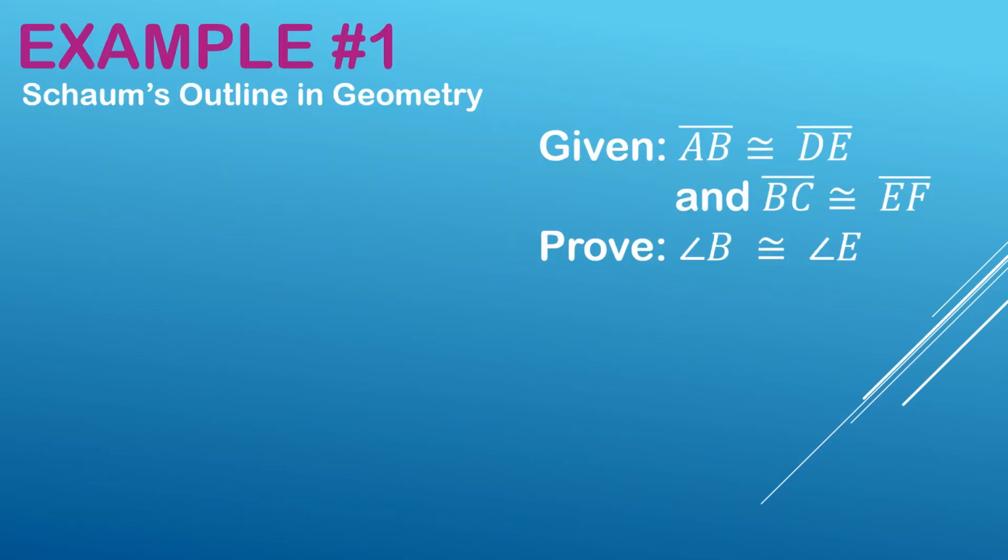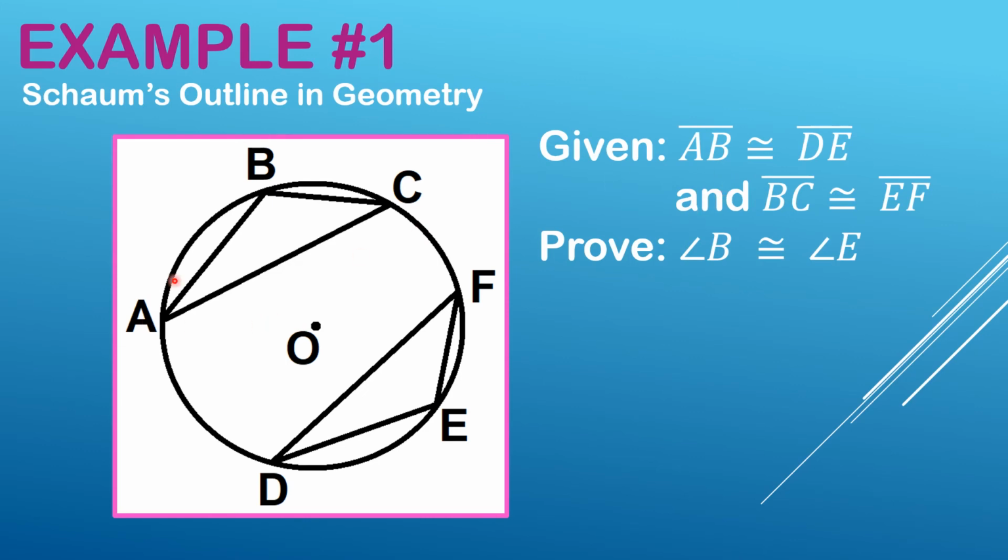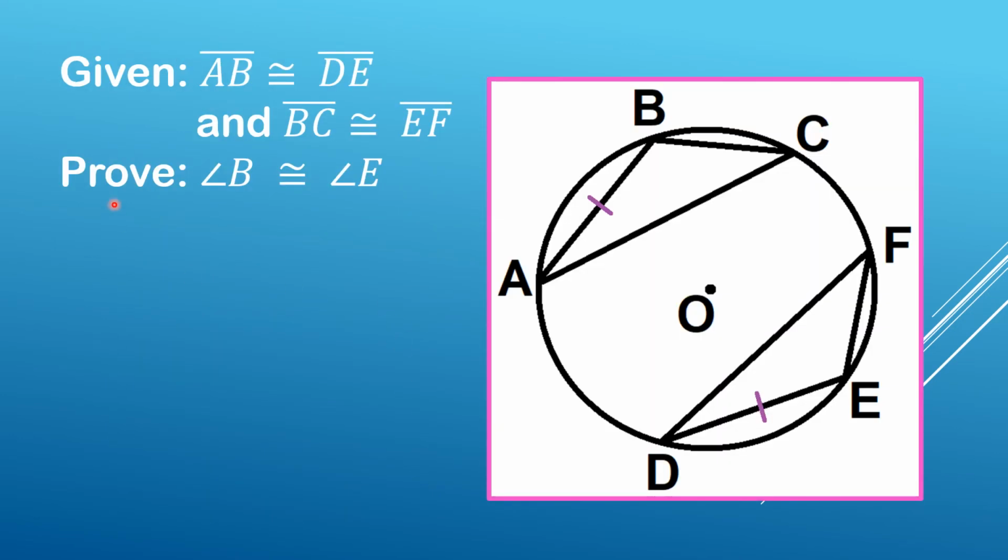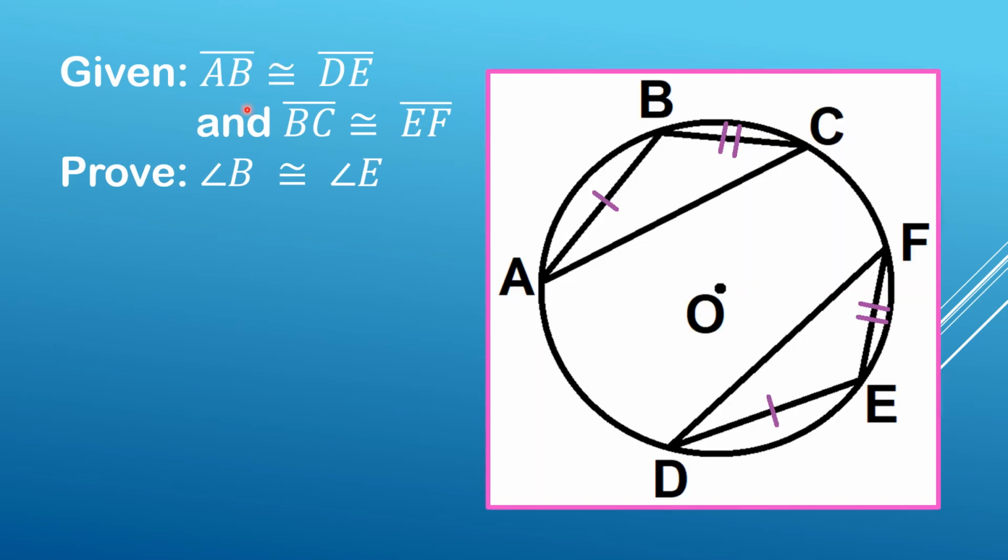Let's start with example 1, which was again taken from Shaum's Outline in Geometry. So suppose that you are given that line segment AB is congruent to line segment DE and line segment BC is congruent to line segment EF, then you have to prove that angle B is congruent to angle E. So let's start with the markings. We were given that line segment AB is congruent to line segment DE. We were also given that line segment BC is congruent to line segment EF.